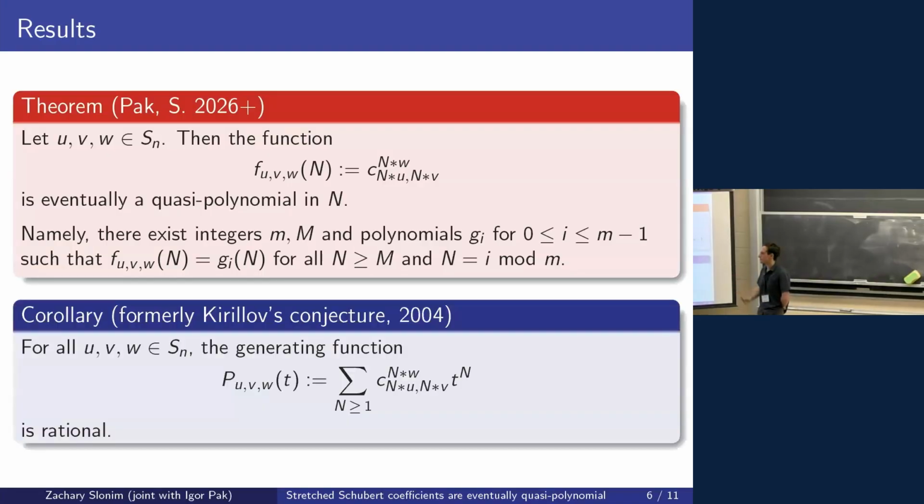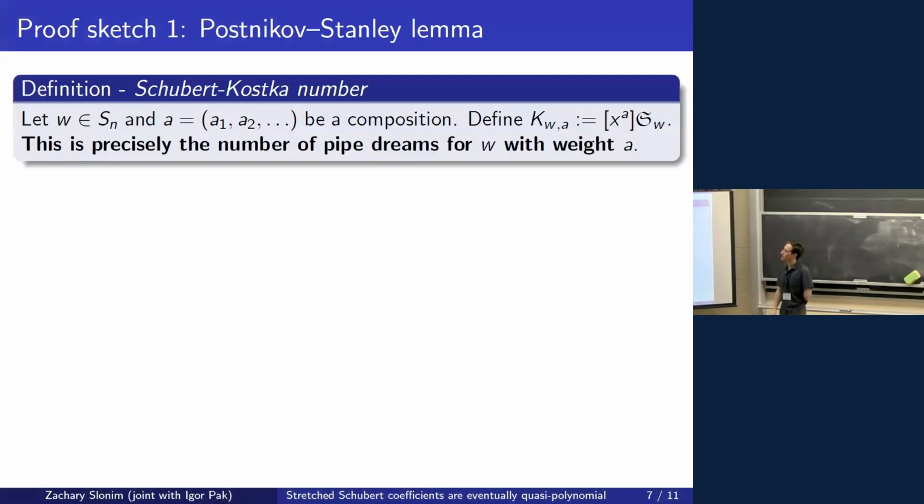on residue classes. And actually, another piece of motivation for this is that this immediately resolves Kirillov's conjecture from 2004, which is that the corresponding generating function is a rational function. Kirillov also conjectured that these are actually polynomials. We weren't able to prove that, but it still satisfies that this is a rational function.